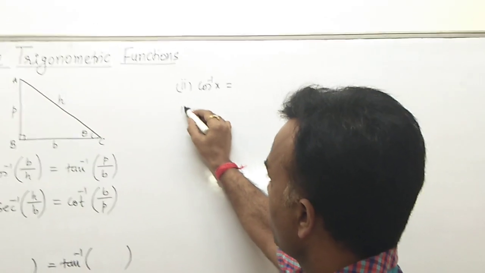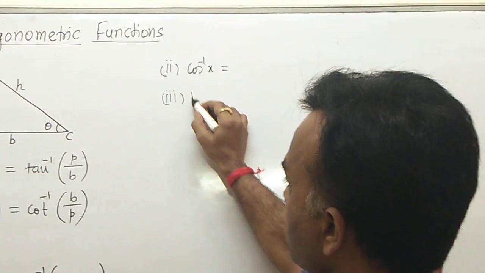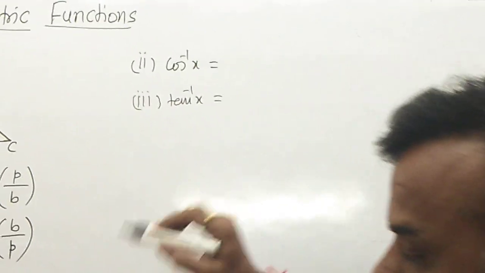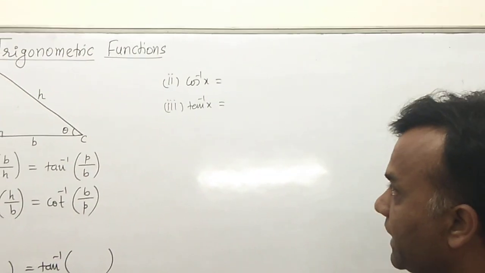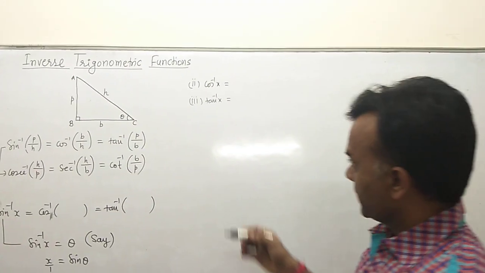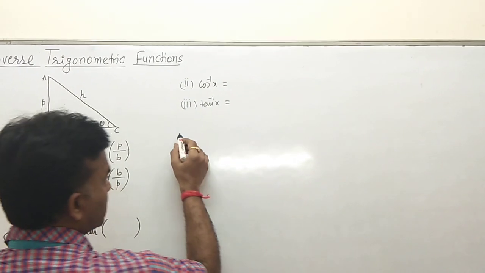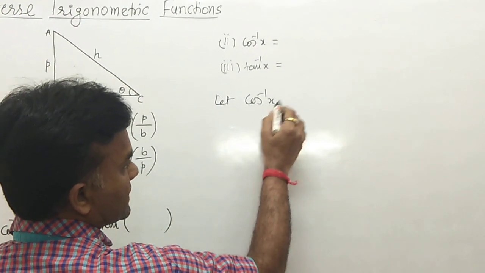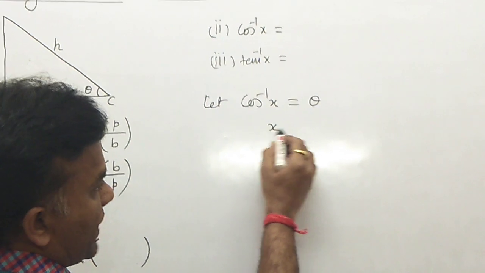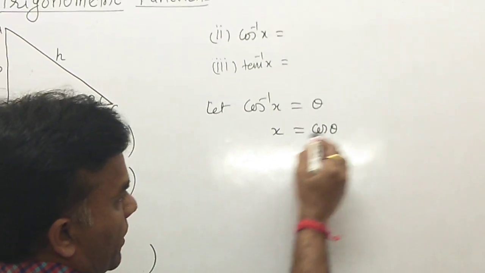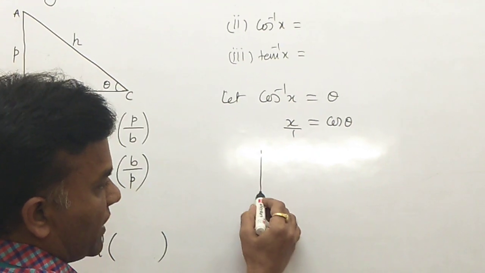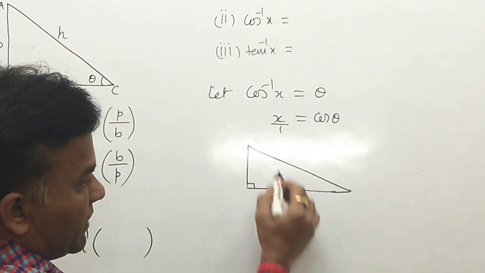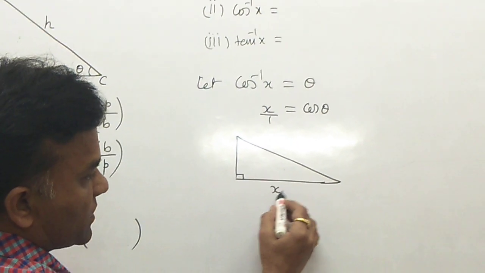In the same way you find out tan inverse x. If tan inverse x is given, then what is this? So you write down the different cases with the different angles. Similarly, I explain again here for cos inverse x. You write cos inverse x equal to theta, so x equals cos theta, and here x by 1. Again you draw the triangle. x by 1 means base upon hypotenuse, so this is x by 1.